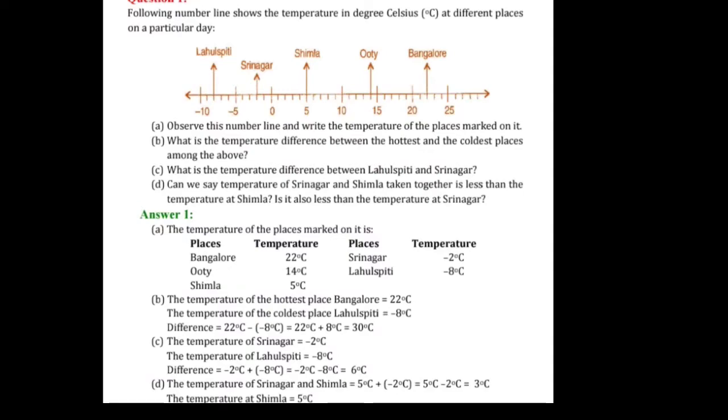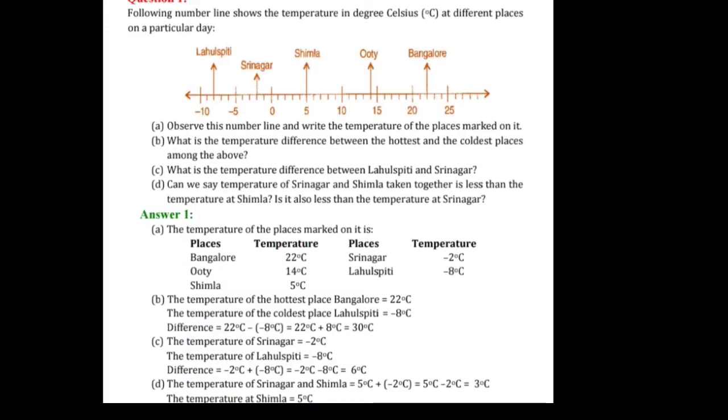See, first place is Bangalore. See, on the number line Bangalore comes between 20 and 25. So after 20 this line is 21 and afterward 22. So the temperature of Bangalore is 22 degrees Celsius. Understand students?